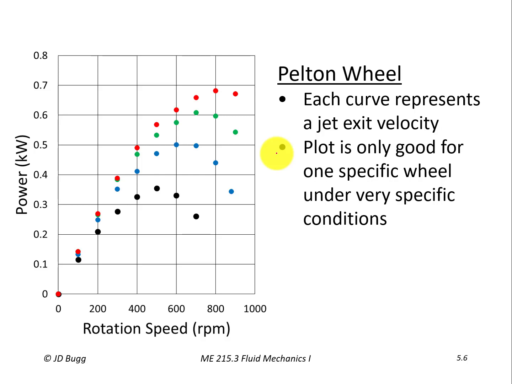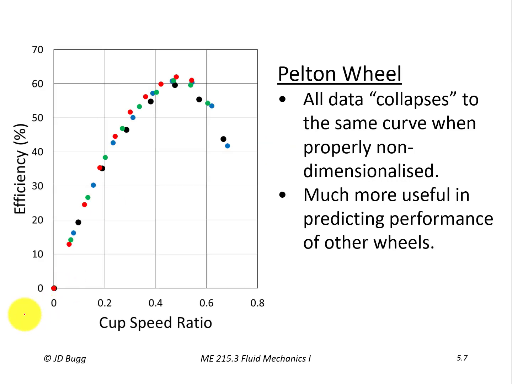So let's see if we take this data and instead plot the efficiency of the Pelton wheel versus the cup speed ratio. Well, the first thing we want to emphasize here is that these two axes that I've replotted the data using, those are both dimensionless groups, right? Cup speed ratio. What is that? Well, that's the ratio of the speed the cup is moving divided by the speed of the jet of water hitting it. So those are both speeds, meters per second probably, and so their ratio is a dimensionless group. So cup speed ratio is a dimensionless group.